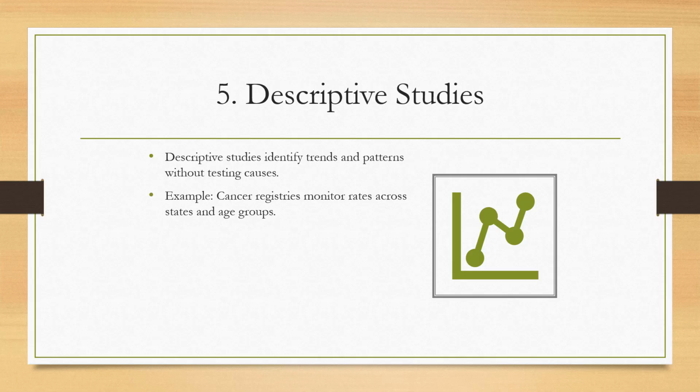Cancer registries are a strong example. Researchers collect data on cancer diagnoses across states and age groups. These studies show that lung cancer rates are much higher in populations with high tobacco use. This information helps researchers recognize smoking as an important public health concern and leads to more detailed analytic studies later.